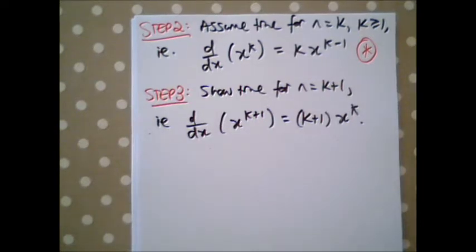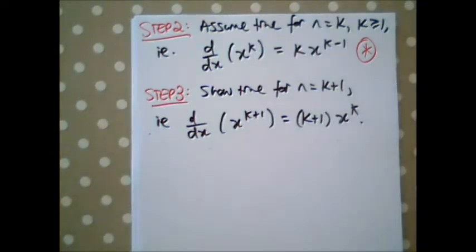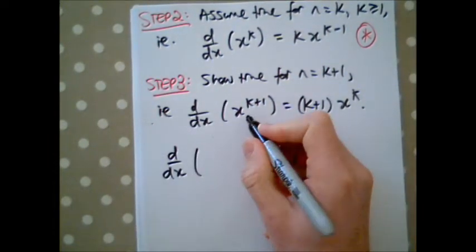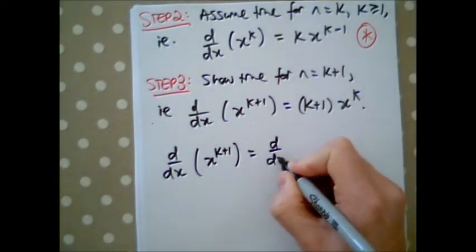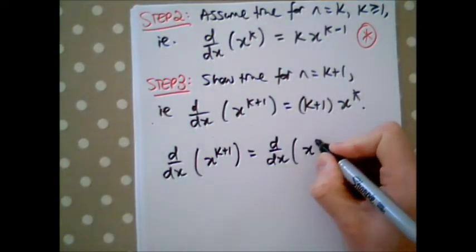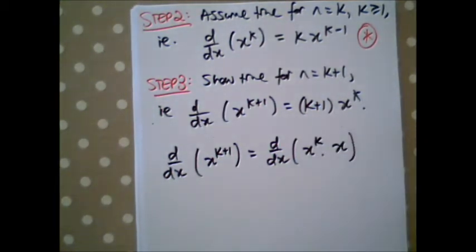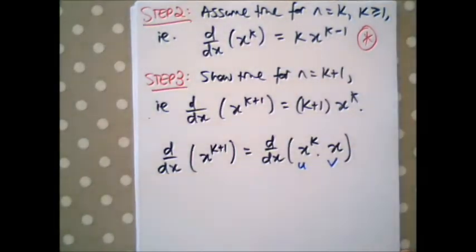So the way we're going to do this is we're going to use the product rule. In order to use star, we need to have x to the power of k, not x to the power of k plus 1. So we're going to differentiate x to the power of k plus 1 by breaking it up into x to the power of k times x. So we're going to call this u, and we're going to call this v. So we're going to do a product rule here now.